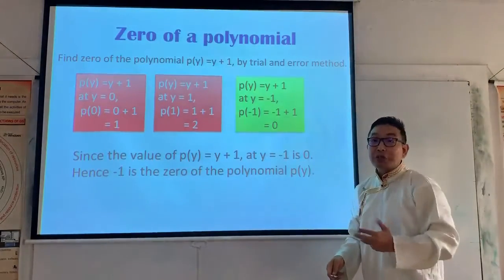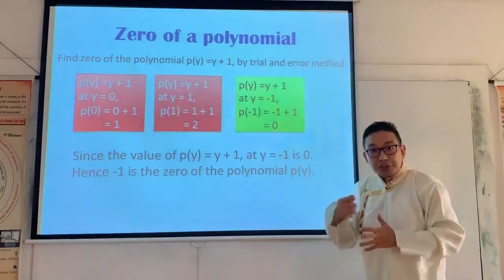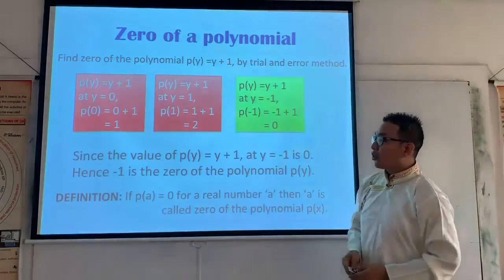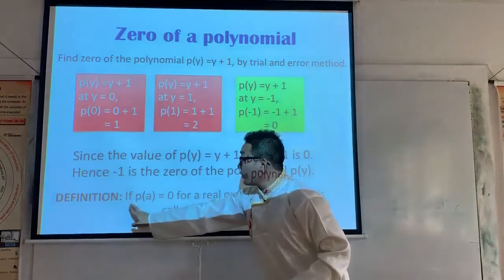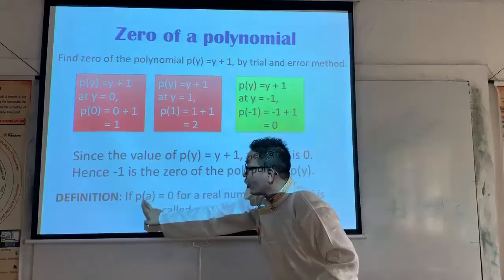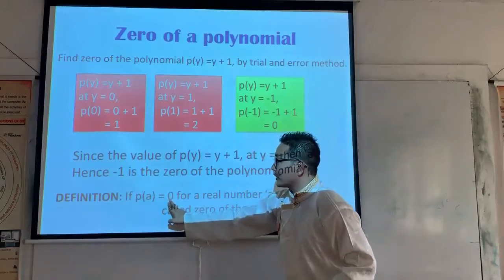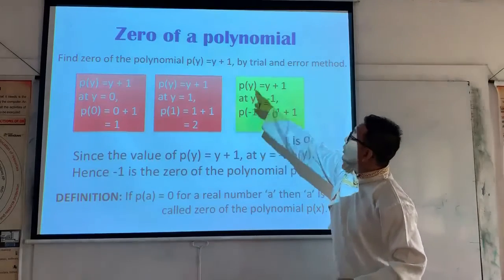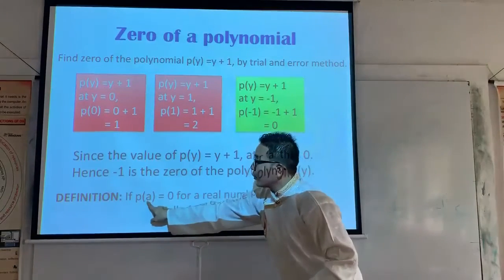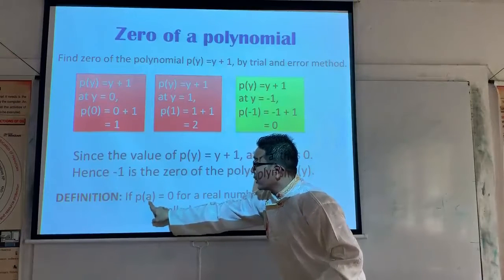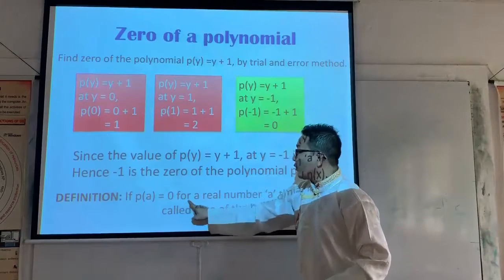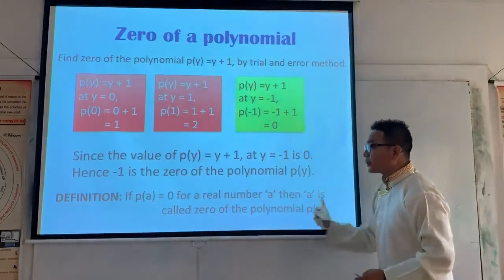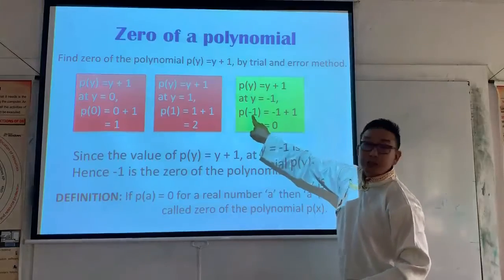So this is the definition of the zero of a polynomial: if p of a is equal to 0, the polynomial has value 0 at a. For a real number a, if p of a is equal to 0, then a is called a zero of the polynomial. Here negative 1 is the zero.